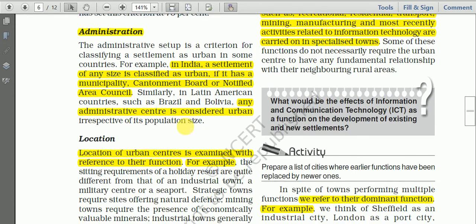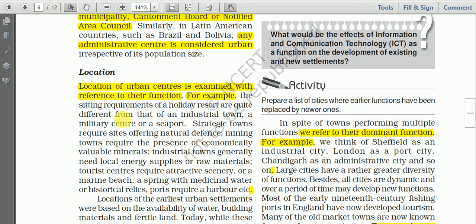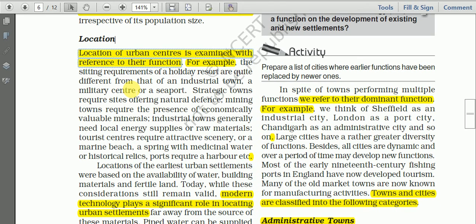Here, next we have location. This big paragraph tells the factors for the location of urban centers. Now let us see what are the factors affecting the location of urban centers or cities. So here, location of urban centers is examined with reference to their function.